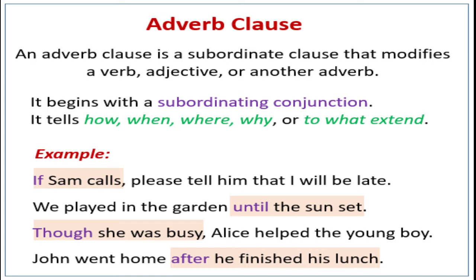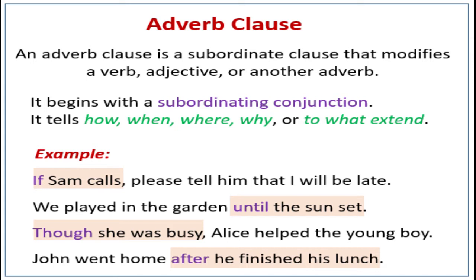Now let's see some examples. If Seema calls, please tell me that I will be late. If Seema calls, conditional clause. If Seema calls is a subordinate clause or adverbial clause, and the clause is beginning with if. The next one, we played in the garden until the sun set. We played in the garden is your main clause and your subordinate clause is beginning with until. Until the sun set is your adverbial clause.